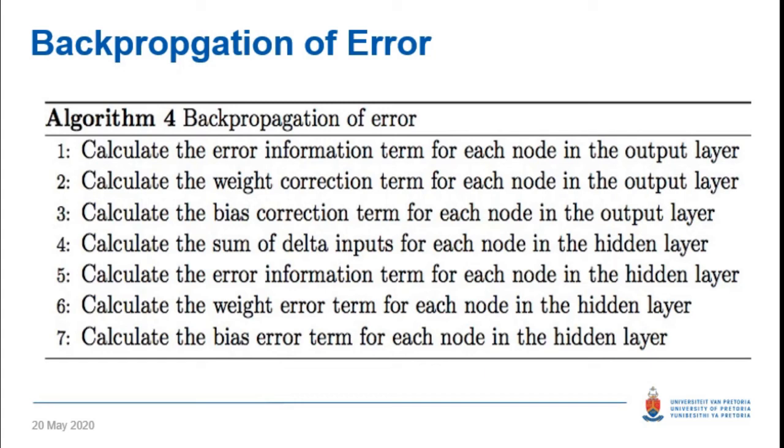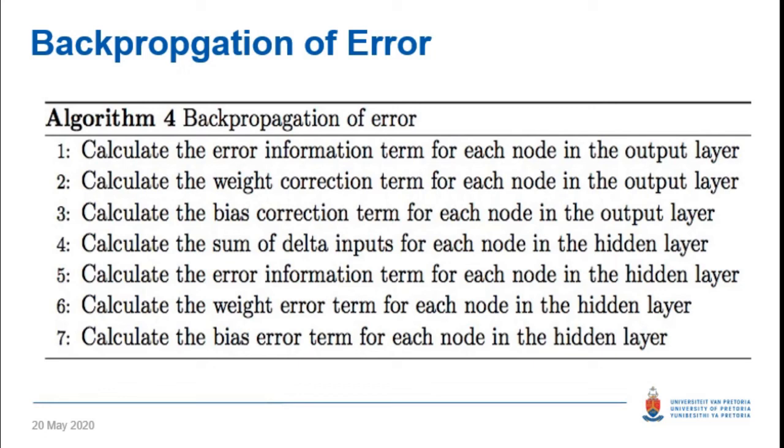In between them, remember we worked out, and that's indicated in step 4, the sum of the delta inputs for each node, and that was to actually allow information to be transferred from the output layer to the hidden layer. So we did this for each node in the hidden layer. And then again, we performed the same 3 steps for the hidden layer.